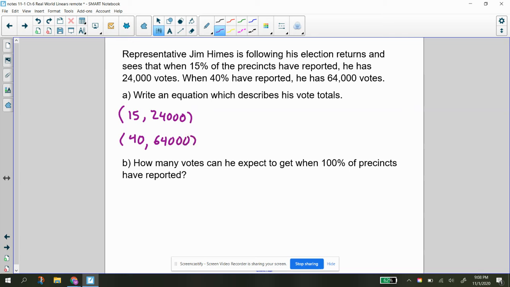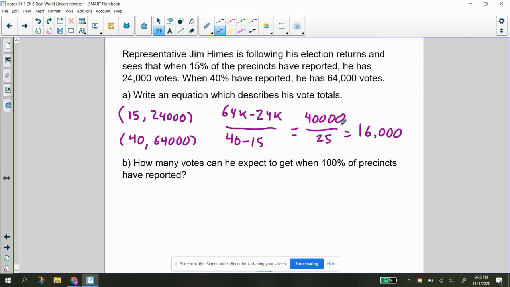And here you can actually find the slope. What's my change in y? It's going to be 64K minus 24K over 40 minus 15. So that's going to be 40,000 divided by 25. That's the percent of the precincts reporting, excuse me, and that's going to give you your slope is 16,000. Or maybe it's actually 1,600.